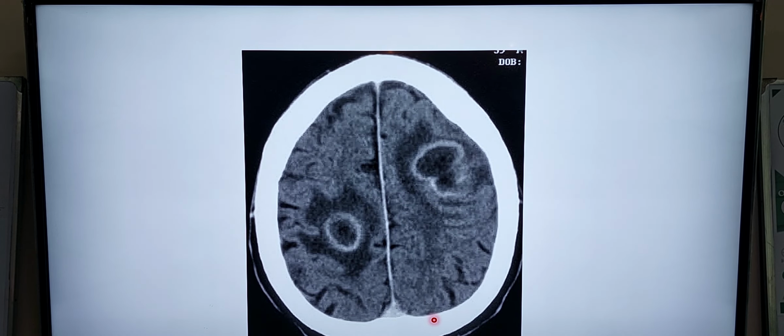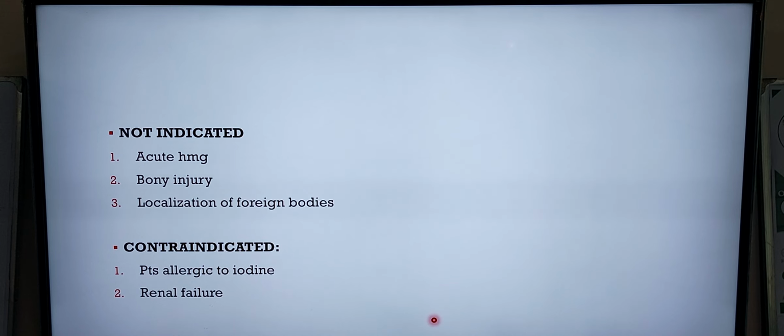This is the ring enhancement that is seen after use of contrast, and this is a case of brain abscess. It is not indicated in the cases of acute hemorrhage because it will mask the hemorrhage, and bony injury, localization of foreign bodies. It is also contraindicated in patients who are allergic to iodine and who have renal failure.